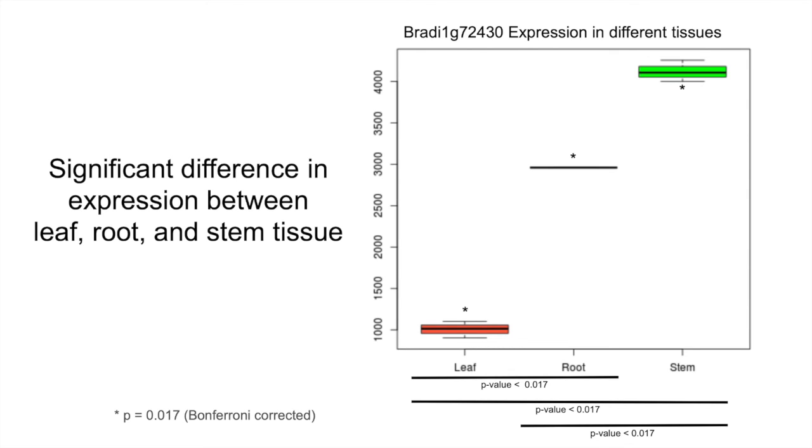Looking at the stem, leaf, and root tissues, we do see a significant difference between all three of them, as the p-value was less than 0.017, which includes the Bonferroni corrected p-value. We see the lowest expression in the leaf tissues and the highest expression in the stem tissues.